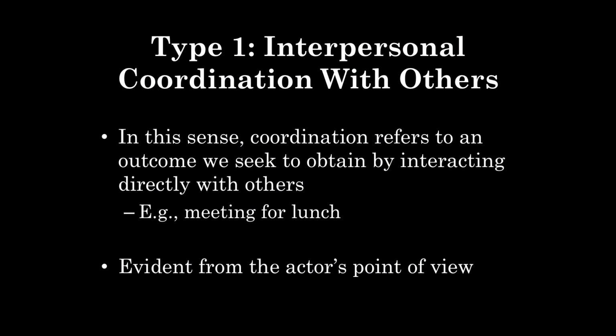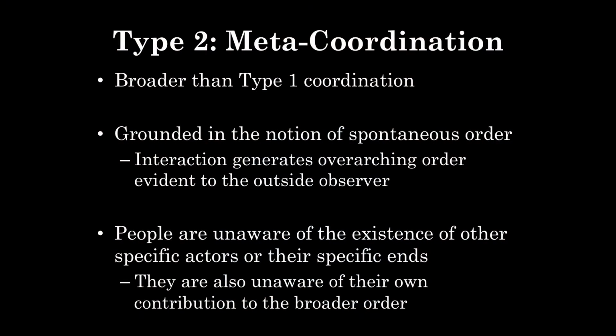In game theory talk, this is what we call a coordination game. People need to coordinate their actions in order to receive a higher payoff. If people are driving on different sides of the road, you're going to have a problem. If you show up for lunch but your friend doesn't, you're going to have a problem: discoordination. This type of coordination is evident from the actor's point of view. In other words, the people that are directly involved know whether they are coordinating with others or not. Type 2 is broader. It's really spontaneous order. So it's broader than type 1 coordination, and it is actually a result of type 1 coordination, of millions and millions of different people interacting to achieve their own ends.